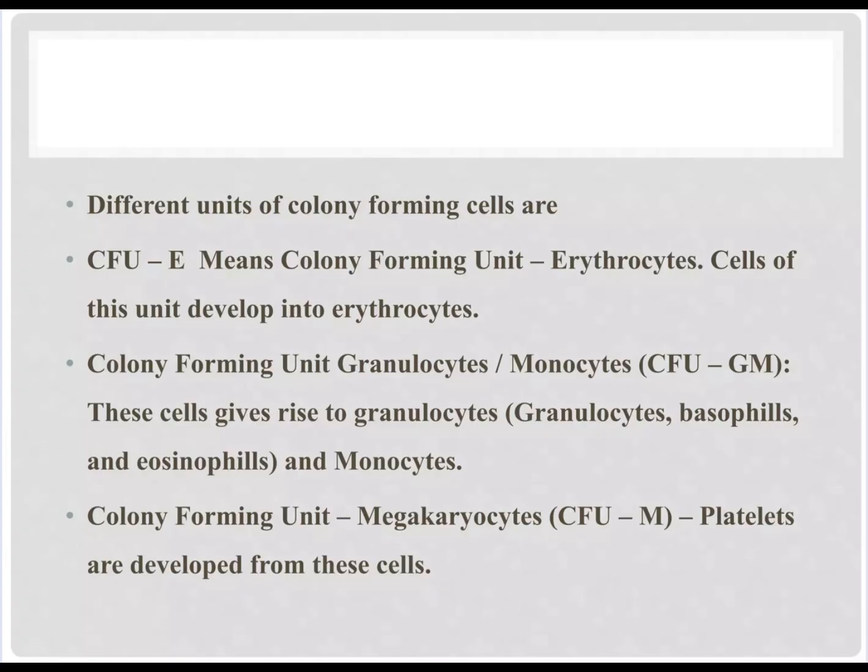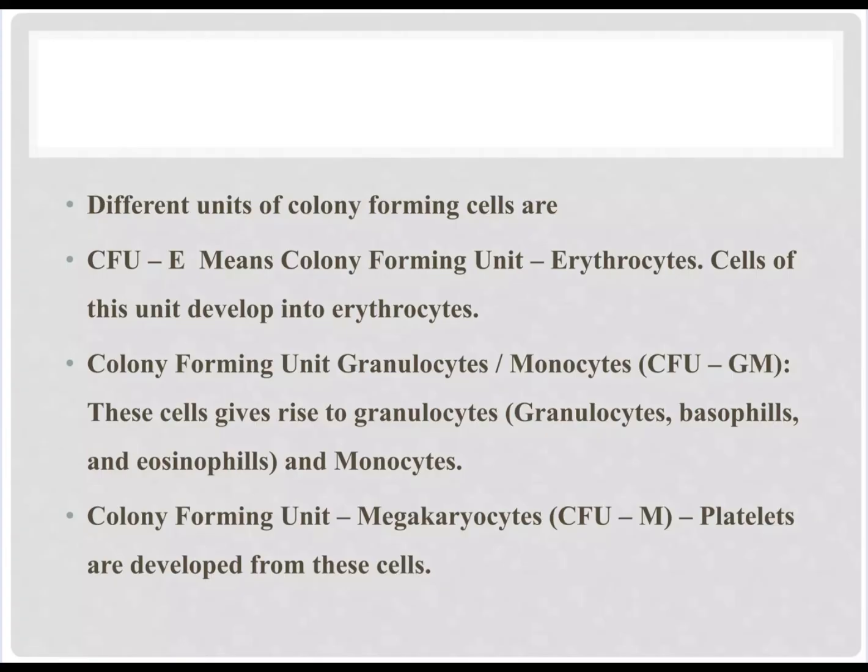You have colony forming units of what? Granulocyte, that give birth to what? Basophils, eosinophils, and neutrophils. Colony forming unit of granulocyte, because they form granules that are stainable. We'll talk about it in the white blood cell. So the first one is colony forming unit of erythrocyte. The next one is colony forming unit of granulocyte. The last one is colony forming unit of megakaryocyte. The megakaryocyte forms a platelet.